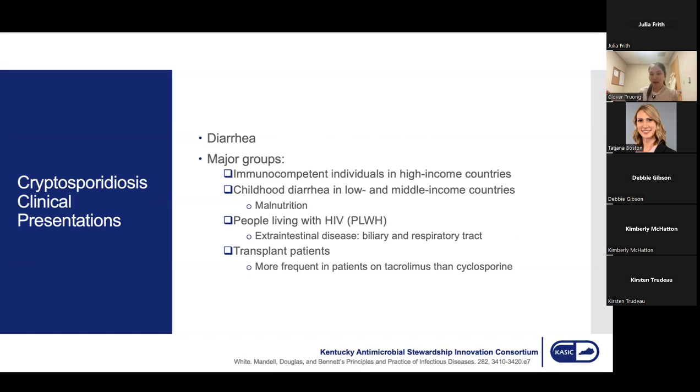People living with HIV, and in the people living with HIV, sometimes Cryptosporidium species can cause extraintestinal disease, like involving the biliary and respiratory tract. And then transplant patients, since they also receive immunosuppression therapy, are at a higher risk for cryptosporidiosis. It has been noted that it's more frequent in patients who are on tacrolimus compared to cyclosporine.